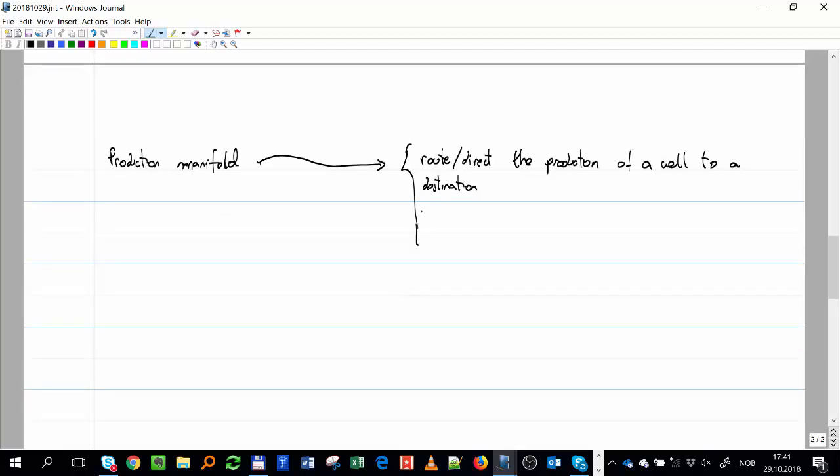The other reason why I have it, which is very important, is to perform testing. Okay, well testing. We will see that in some fields you can do testing just with a production manifold.